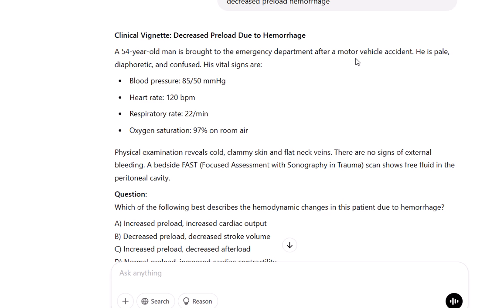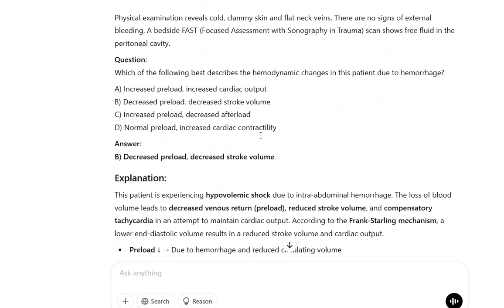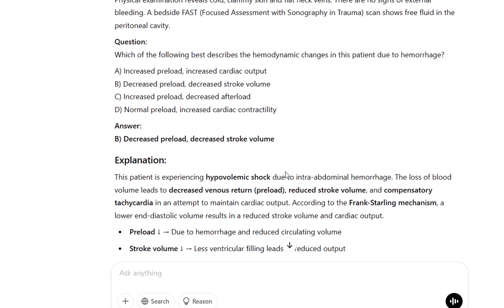A. Increased preload, increased cardiac output. B. Decreased preload, decreased stroke volume. C. Increased preload, decreased afterload. D. Normal preload, increased cardiac contractility. Answer: B. Decreased preload, decreased stroke volume.